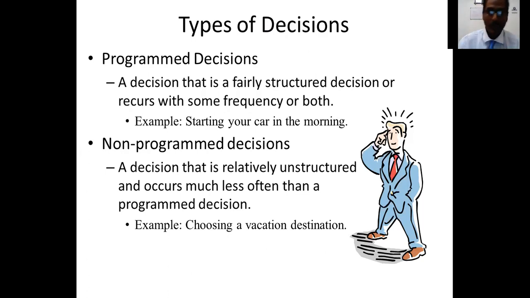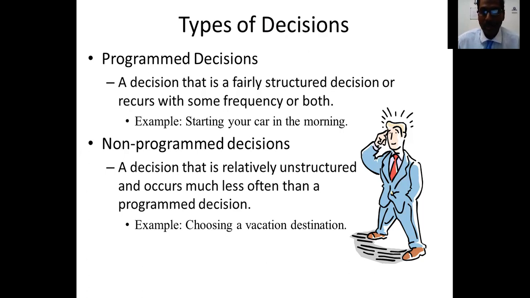Then the second type is a non-programmed decision, a decision that is relatively unstructured and occurs much less often than a programmed decision. This one is not very structured, so we don't know what kind of decision it will be. It may not occur very often. It is not very structured, and it may not happen every day. It happens once in a while.